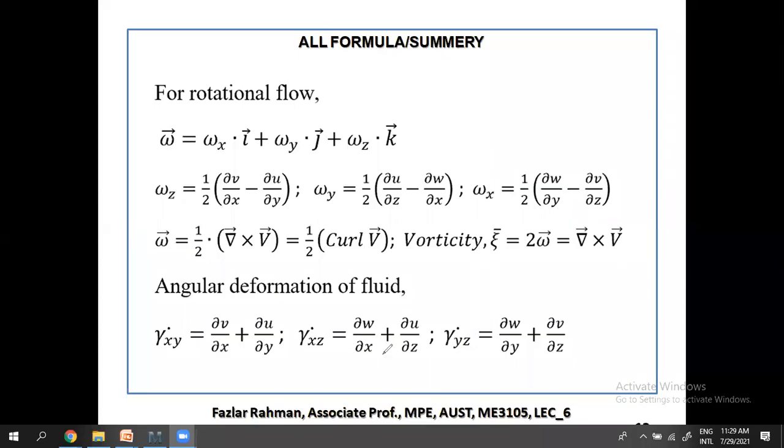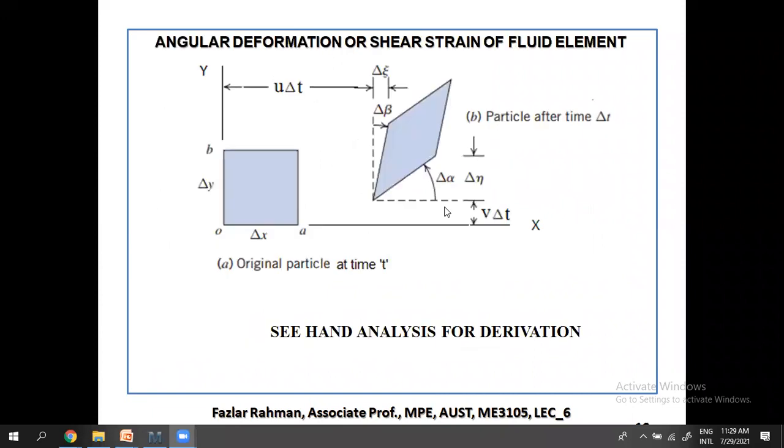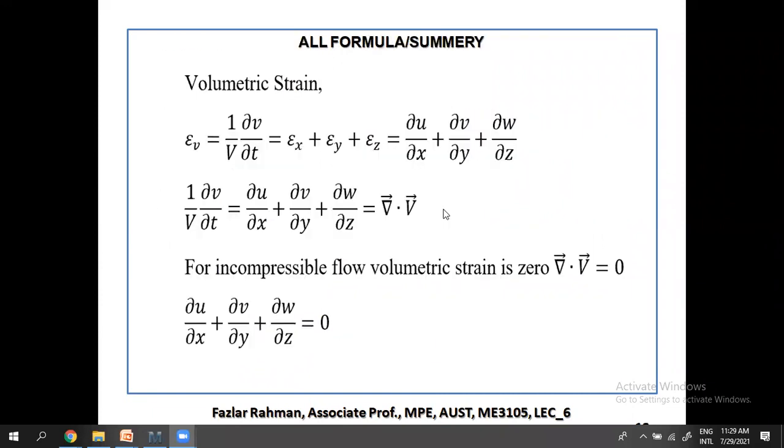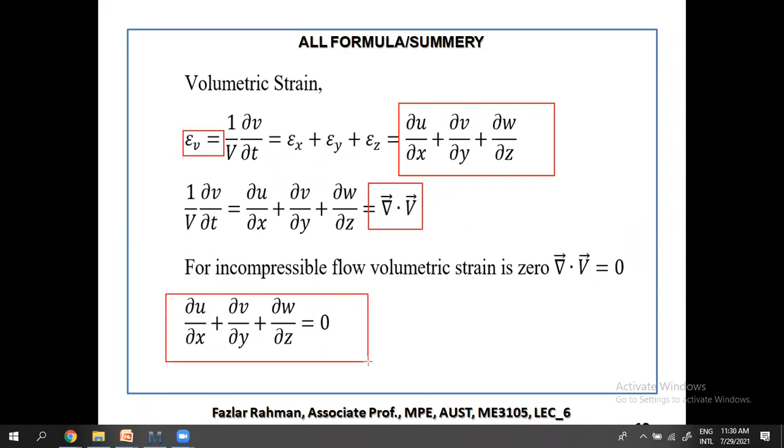Okay, we show you all the formulas. All the formulas I summarize right over here. This one is volumetric strain. This is the formula. In short form, it will be like that. For incompressible flow, volumetric strain will be 0.